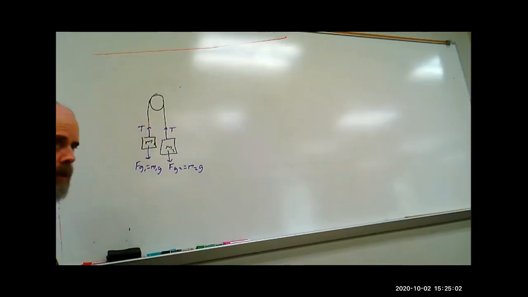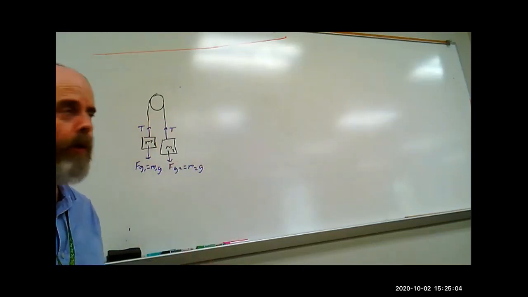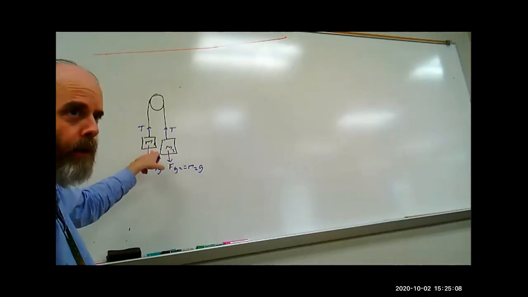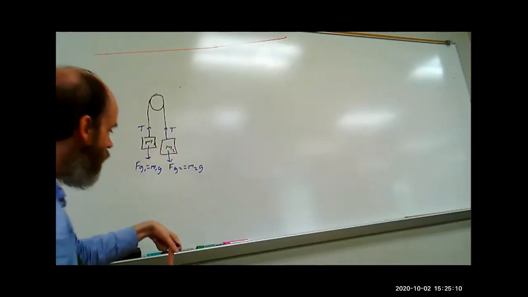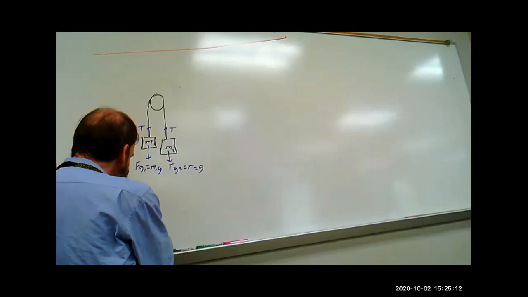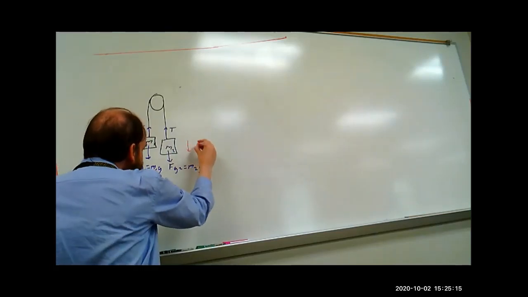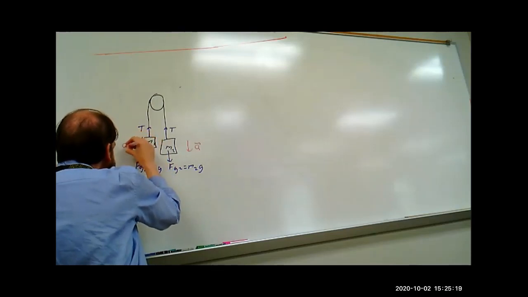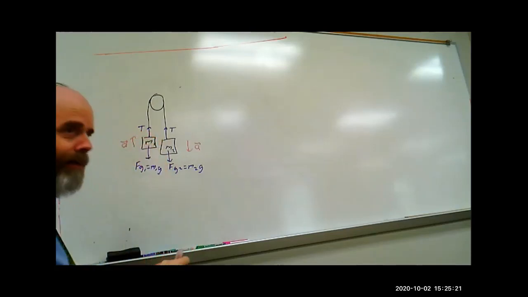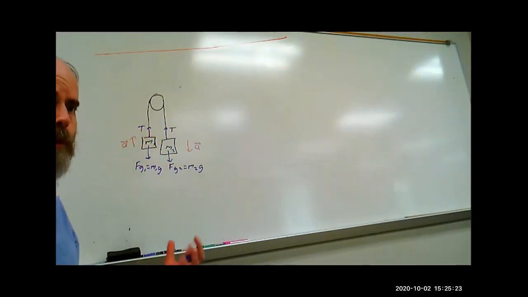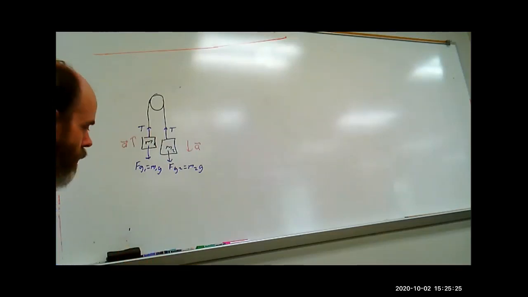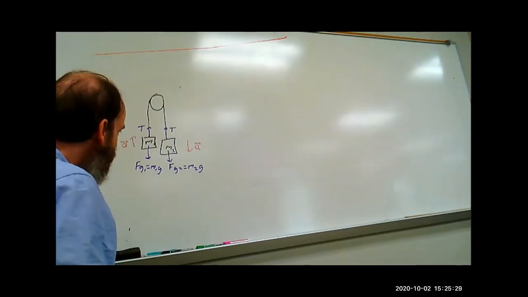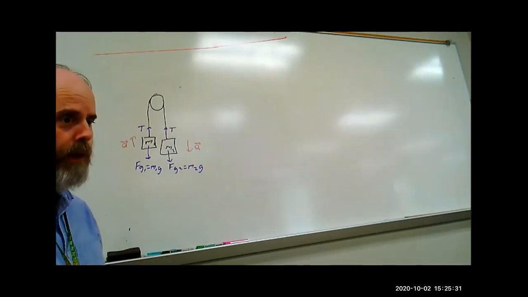So the tension is the same throughout the rope. If M2 is larger than M1, then M2 is going to go down. It's going to accelerate, so this is the acceleration. It's going to go there, and this one's going to go up. But they're both going to have the same acceleration because they're connected by a rope, so they move together. So first thing we do is to draw the free body diagrams.